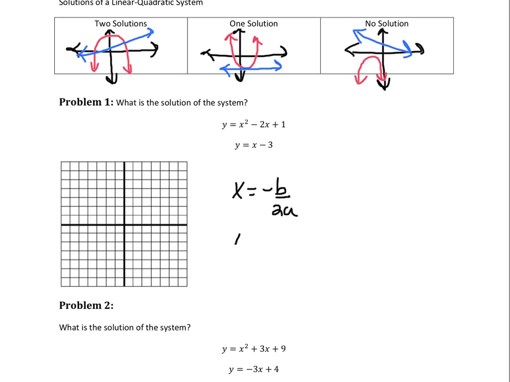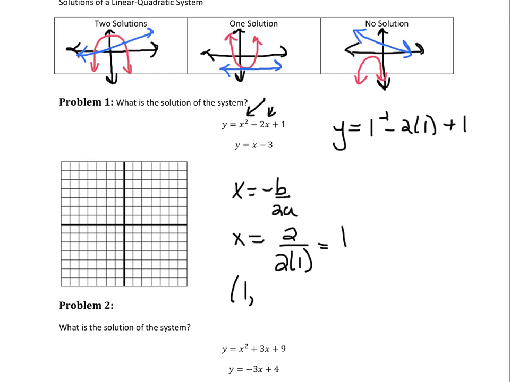My b in this case is negative 2, so the opposite of negative 2 is 2, and that'll be over 2 times my a, which is 1. So I get a value of x equals 1. Remember, that is the x coordinate of your vertex. So I'm going to take 1 now, and I'm going to substitute it into the quadratic. So I get y equals 1 squared minus 2 times 1 plus 1. And when you clean that up, you're going to get 2 minus 2, or 0. So the vertex is at the ordered pair 1, 0.